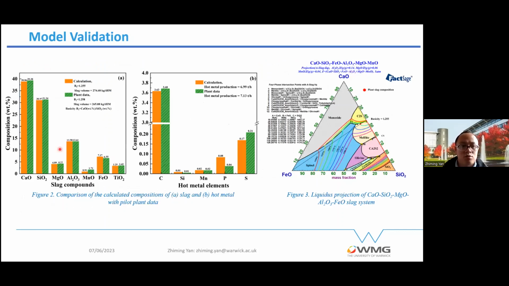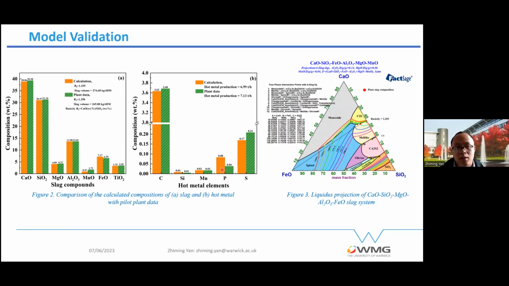So this figure shows the slag composition and the hot metal composition from the comparison between the industry data and the calculation data. It looks like the slag composition agrees with each other very well, and also the hot metal composition. The carbon content is a little bit higher in the plant data, but in the plant data, the phosphorus is a little bit lower than the calculation.